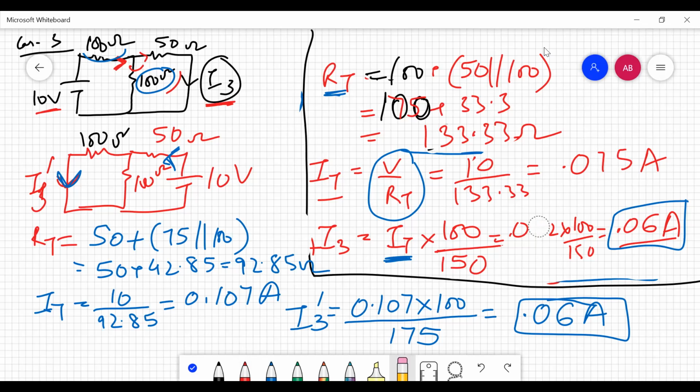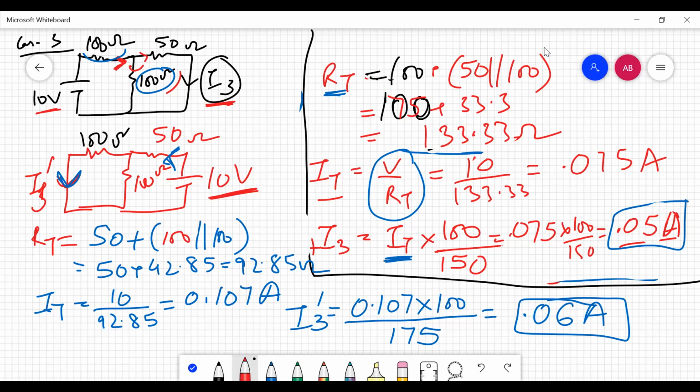So in the next step we are going to get the value of I3, and that is coming out to be 0.5 amperes, right? Now in the second step, we have changed the position of this 10 volts here. And now, instead of this 75, we have got our 100 ohm resistance. So I'm going to put 100 here.